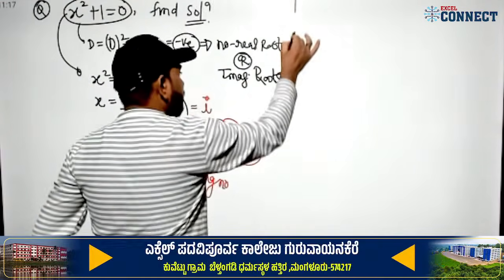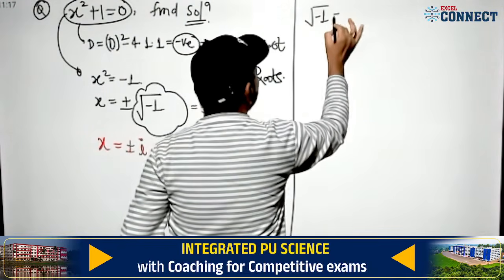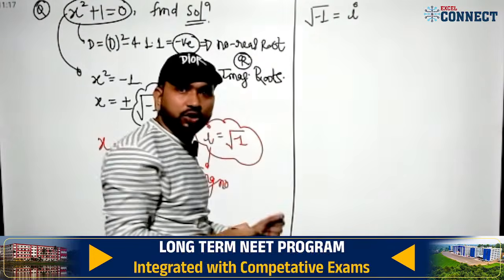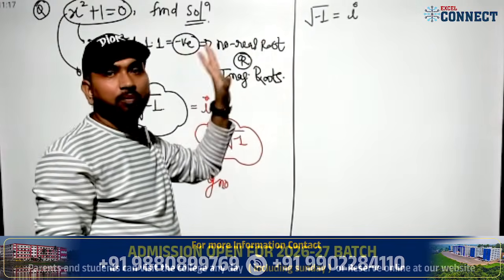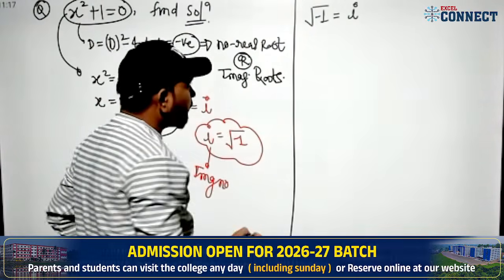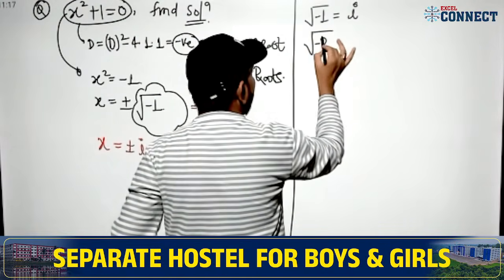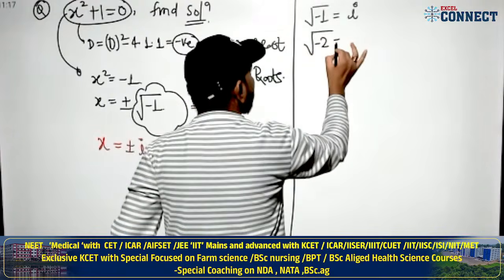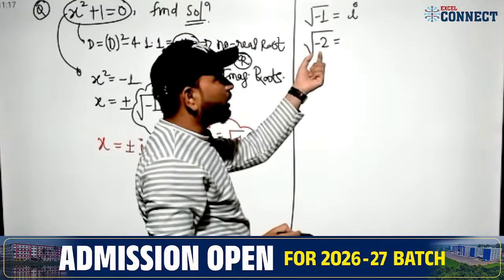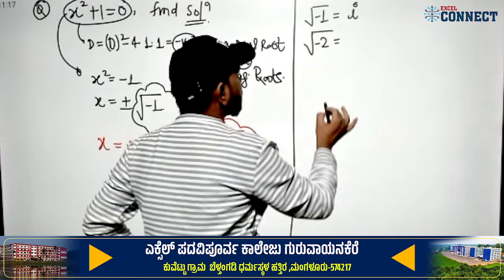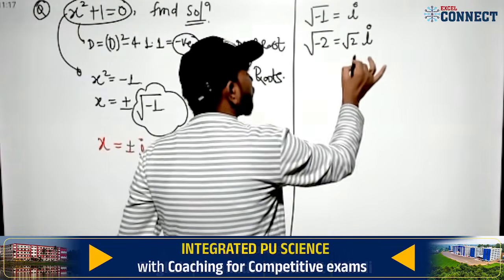If I ask you what is this iota, they are giving the notation iota. Iota means minus 1 is present inside the root. If minus 2 is inside the root, you will think like this: it is root 2 into root of minus 1. So you can say this is root 2 into iota.